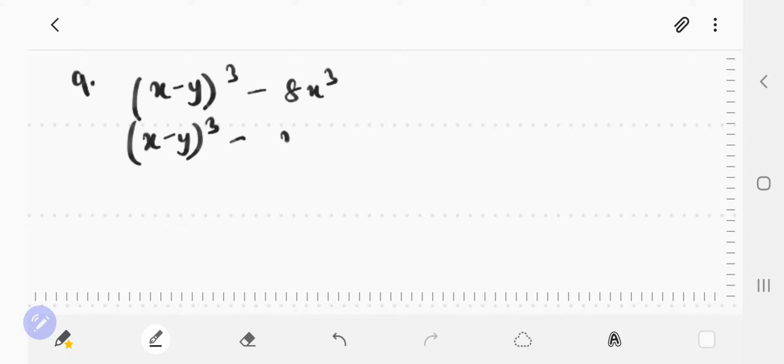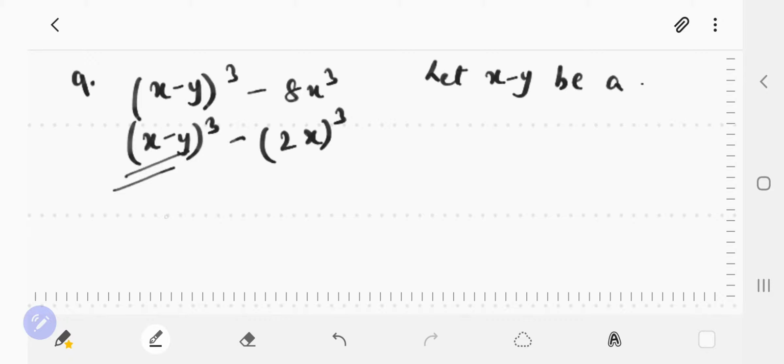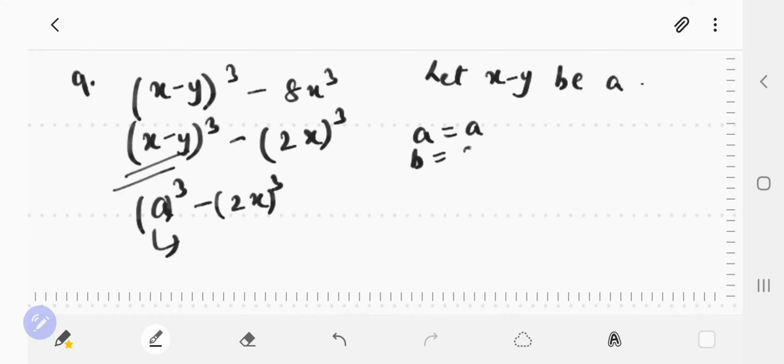Problem number 9, which says (x minus y) the whole cube minus 8x cube. So (x minus y) the whole cube you have to keep as it is. 8x cube we will write as (2x) the whole cube. Now if I want, I can put let x minus y be a. So it will be a cube minus 2x cube, and for the identity, this will be your a and b is 2x.